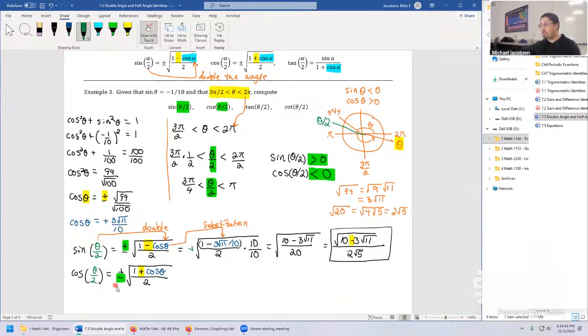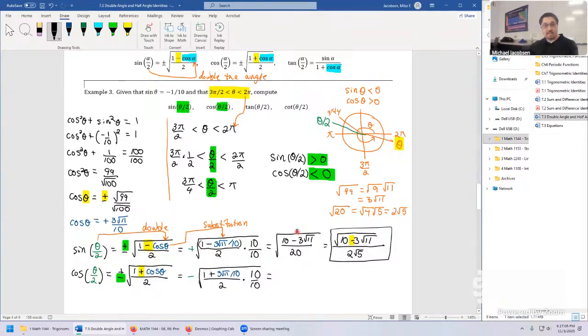So now that we've resolved the sign, this turns into equals negative square root of (1 plus 3 root 11 tenths) divided by 2. It's the same exact thing as before. We just have, in place of the negative, a positive sign. So if we were to multiply by 10 over 10, just like before, let me make that look like a 10 first.